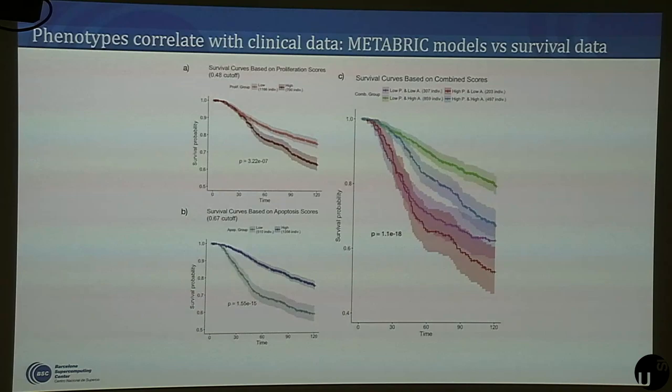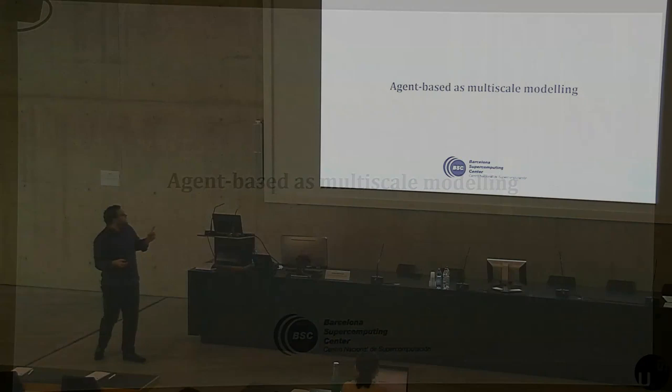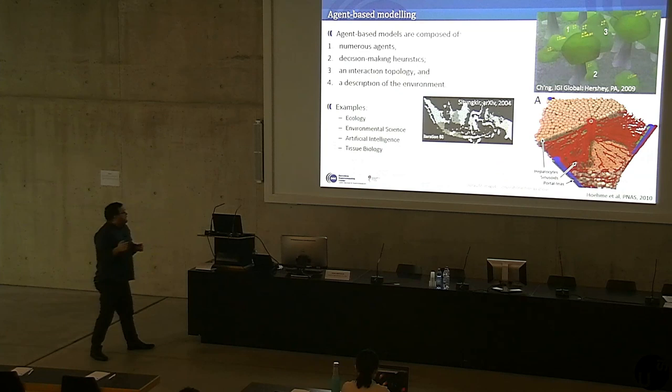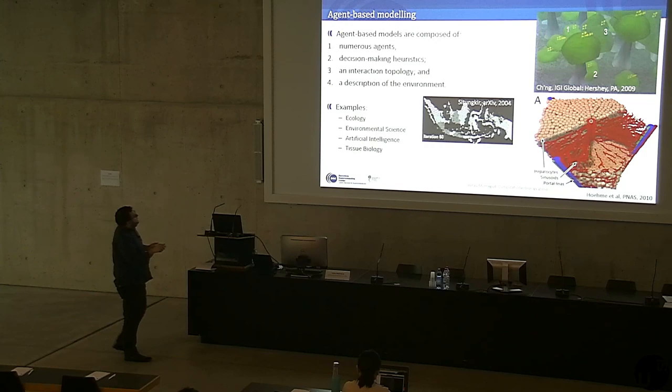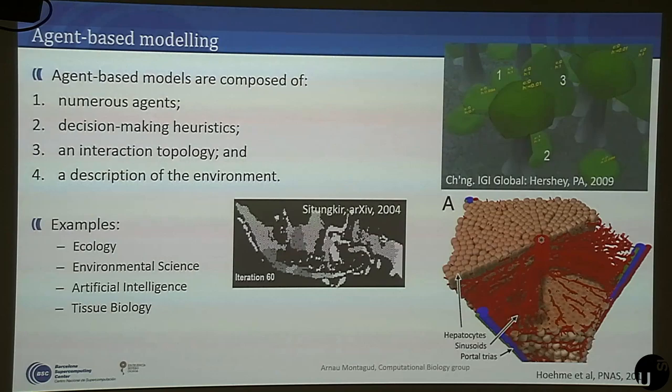But okay, this we will see this afternoon, because I want to focus now on agent-based modeling. Agent-based modeling is quite ubiquitous kind of modeling that you can find in many different areas of knowledge, in which they work with agents. There are heuristics, made by decisions, and then there's an interaction topology of these different agents. You also have to apply some kind of description of the environment, how the agents are going to interact with it.